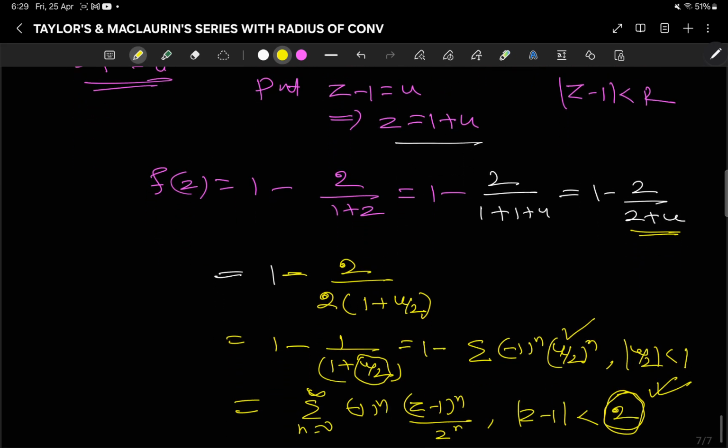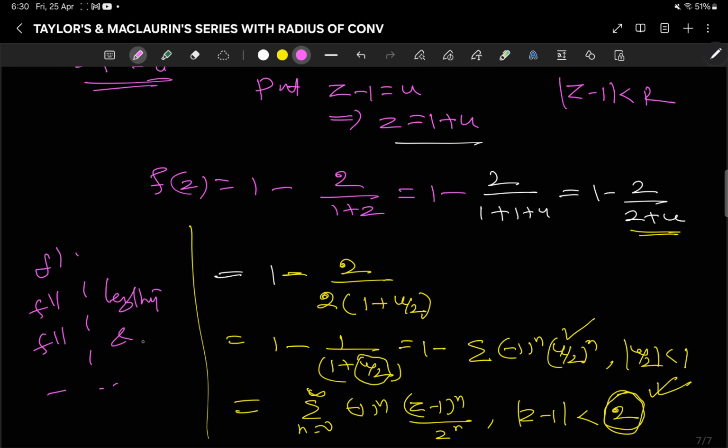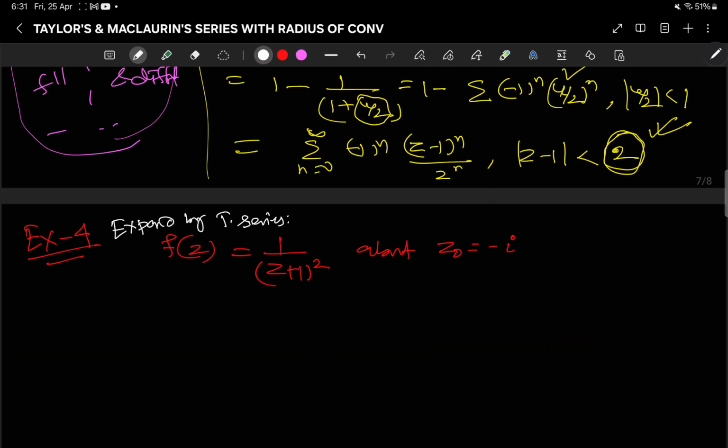But if you find the derivative, f dash, f double dash, f triple dash, and so on, it is quite lengthy and difficult, right? So by remembering certain binomial expansion formulas, it is quite easy. Let me solve one more example. So now we are asked to find the Taylor series of this.